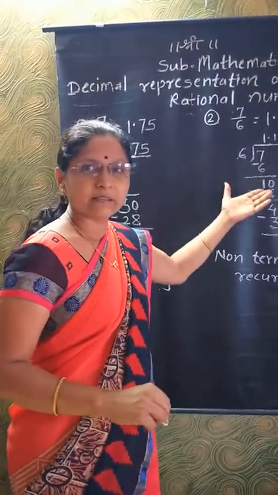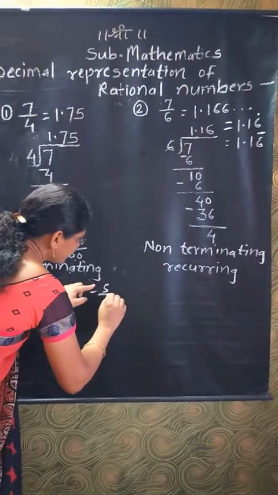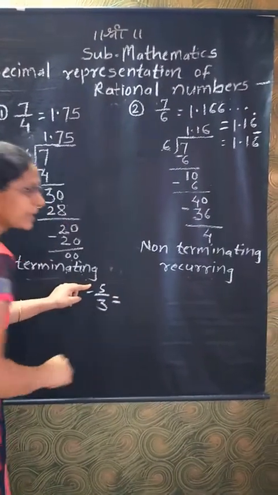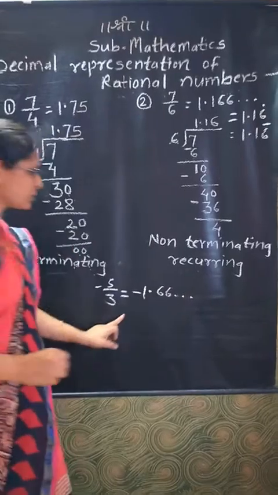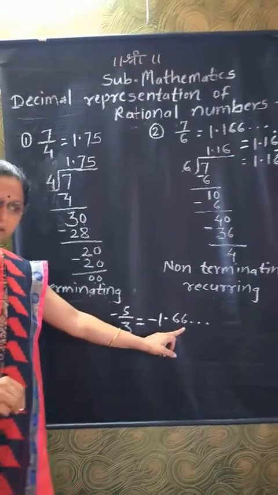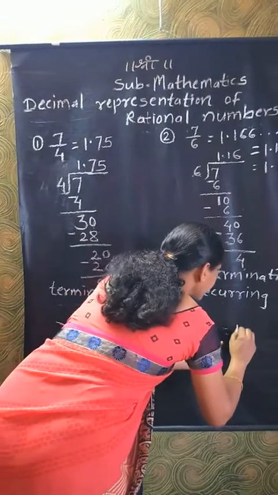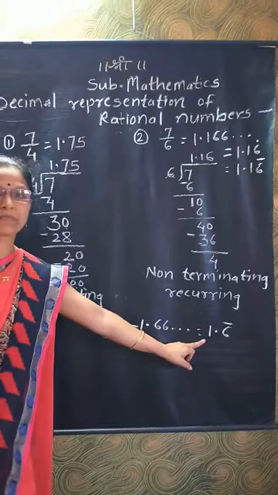Then take other examples. For example, minus 5 upon 3. We get minus 1.66. In this process, the digit 6 comes again and again. Here also 6 is a recurring digit. Therefore, we write this as 1.6 bar.